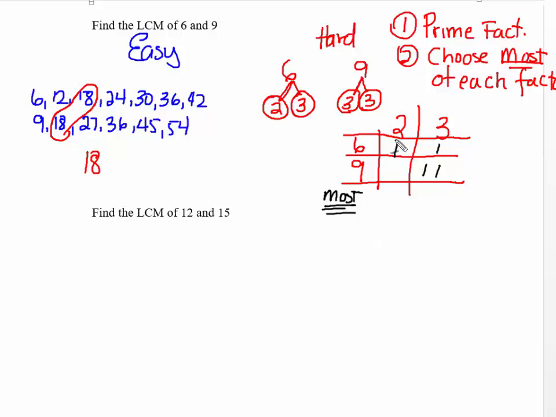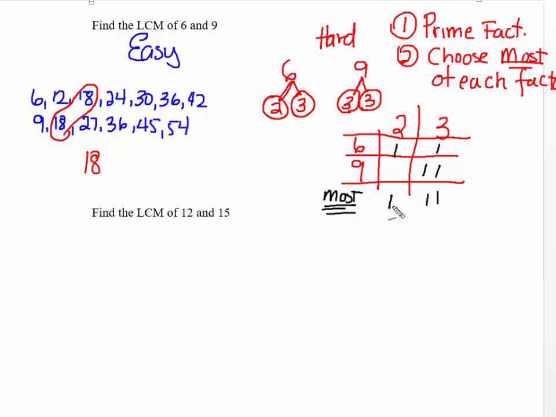So when I'm looking between each of these, in this column of 2's, there's a 2 here and nothing here. So the most I saw was 1. Now here, there was a 3 in 6 and there was a couple of 3's in 9. And what I want is the most, not all of them. I saw 2 and I saw 1. So the most I saw anywhere was 2 of them. Not the total, the most.